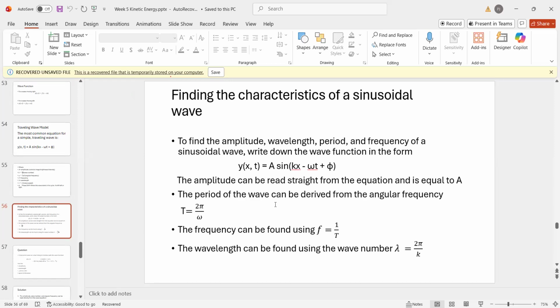The period of the wave can be derived from the angular velocity. If they want you to find the period, you have 2 pi over omega, and you can find your period from this. When you know your period, you can find the frequency from the period. The wavelength can be found using the wave number: lambda is 2 pi over k. So this is what you can easily use to get the equation.